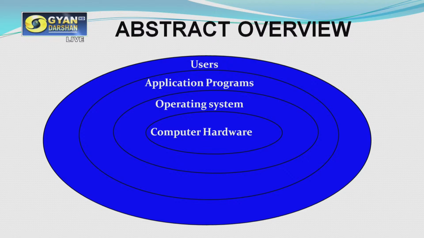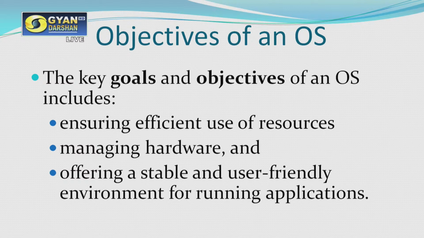Without the operating system, the user can't directly interact with the computer. The operating system understands the commands given by the user and passes them on in the form of the language understood by the computer. Then let us study the objectives of the operating system. As I told you, it provides a kind of environment for the user to interact with the computer system.